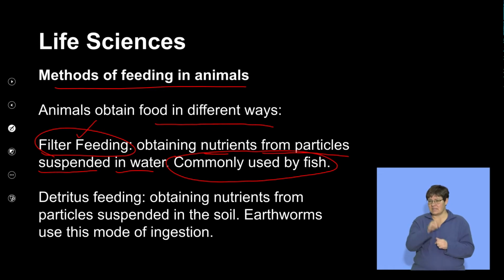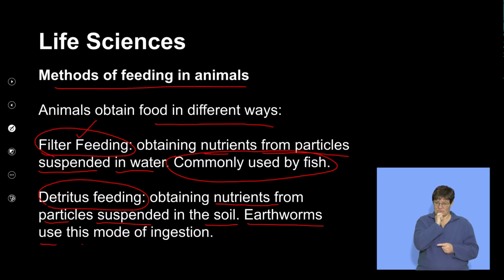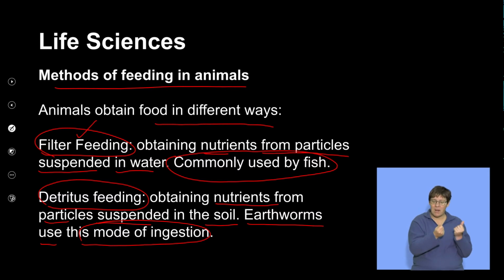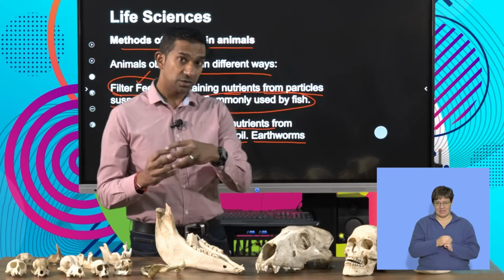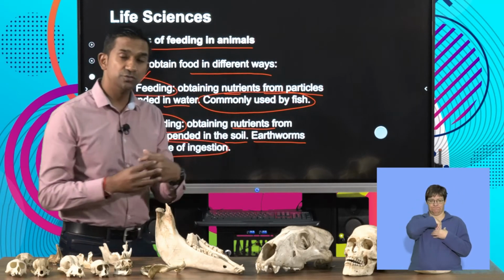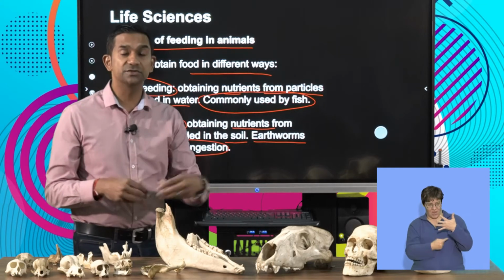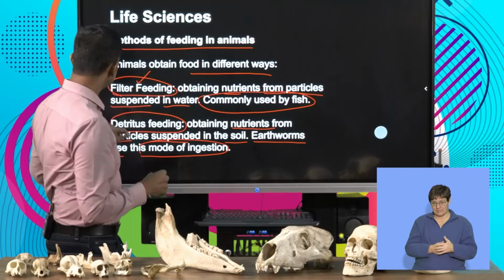We also see detritus feeders, and these obtain nutrients from particles suspended in the soil. As I mentioned earlier on, earthworms use this mode of ingestion. So they feed on decomposing plant and animal material. And so they basically will take in leaves and decomposing matter, and they consume those, and they go through fundamentally those 5 processes and are able to access energy that is needed.